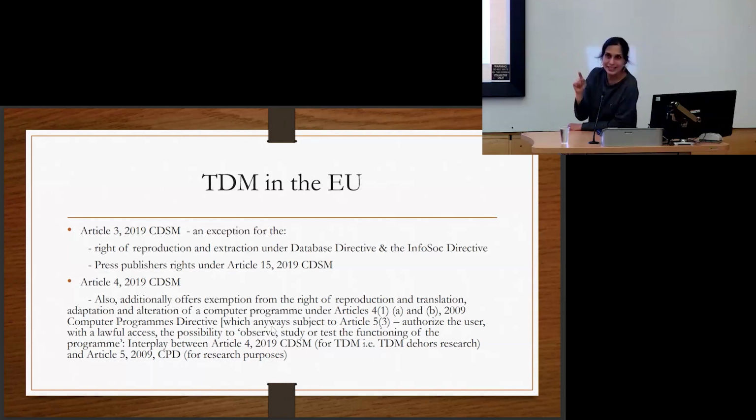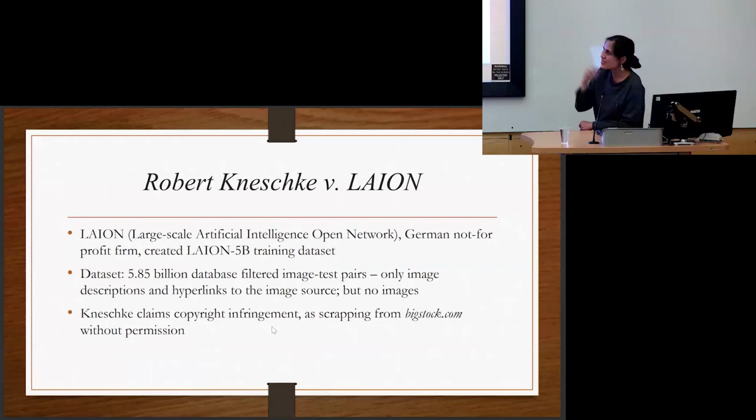But, and we all know the big but, within the meaning of Article 4, opt-out is a possibility, right? Which means that right holders can opt out and tell the firm, please don't text and data mine my data. And this is different from Article 3 of the 2019 CDSM, wherein opt-out is not a possibility. Now, the interesting question, which has recently also been addressed by the German Hamburg Court, is what is the meaning and what is the scope of these articles?